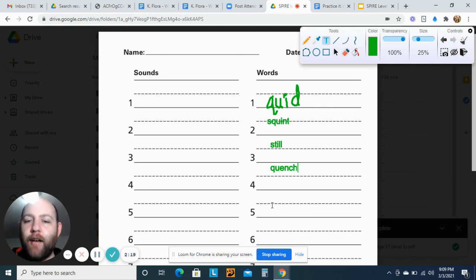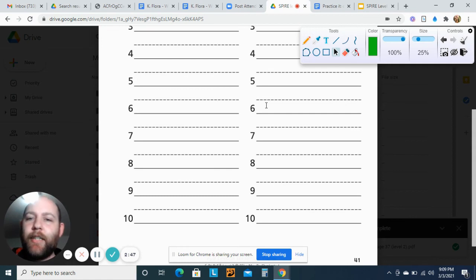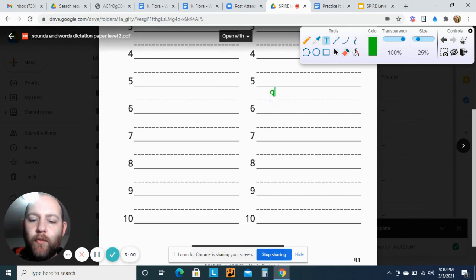The next word is lost. Pause the video, spell the word lost. Now that you're back, you should have spelled lost. The word is quest. Go ahead and pause the video and spell the word quest. Now that you're back, you should have spelled it quest. The next word is squish. Pause the video and spell the word squish. Now that you're back, you should have spelled it squish.